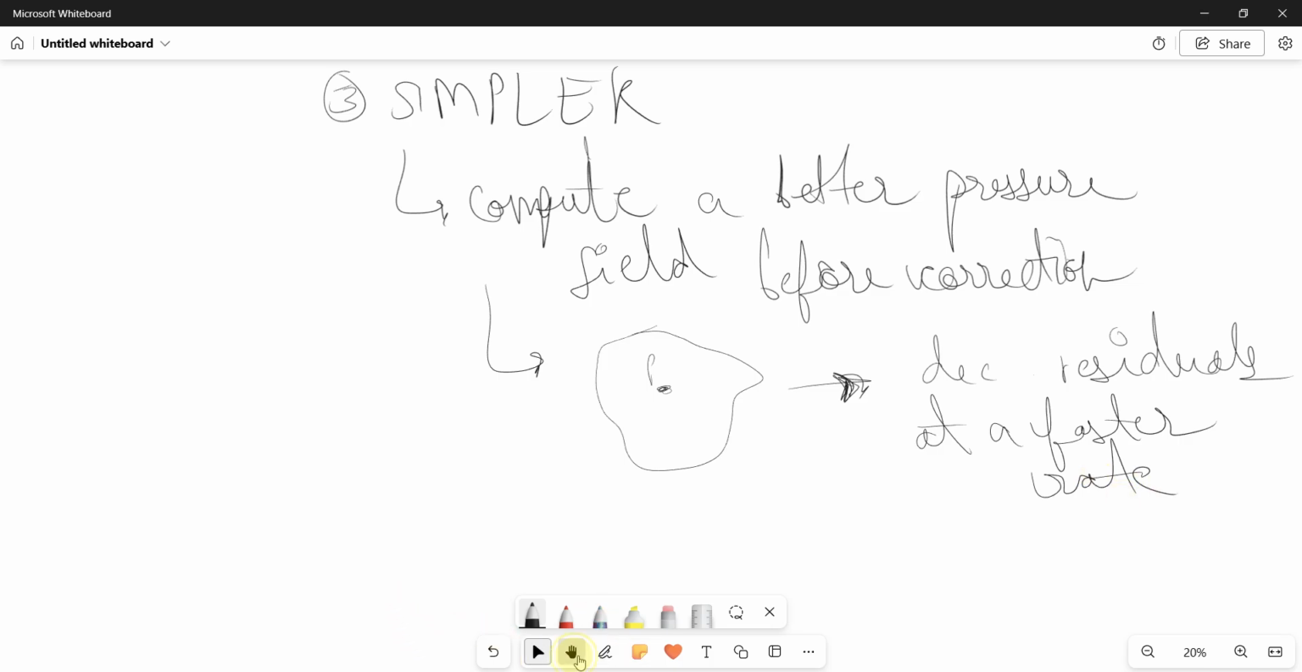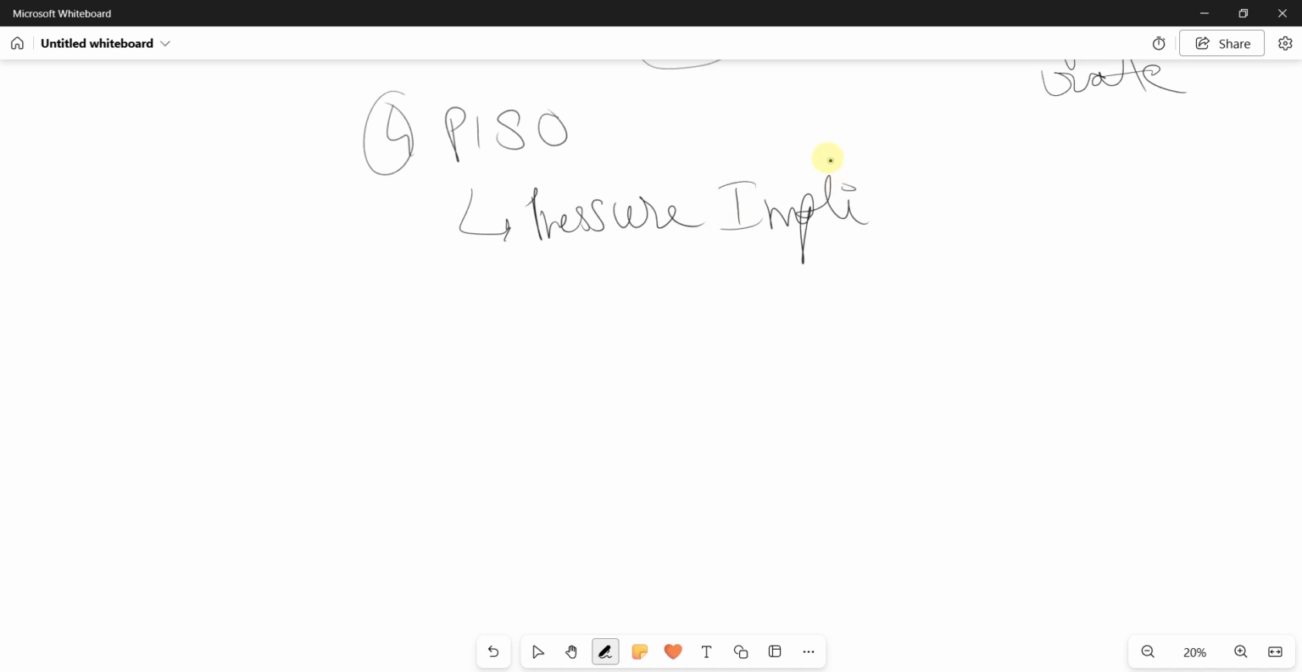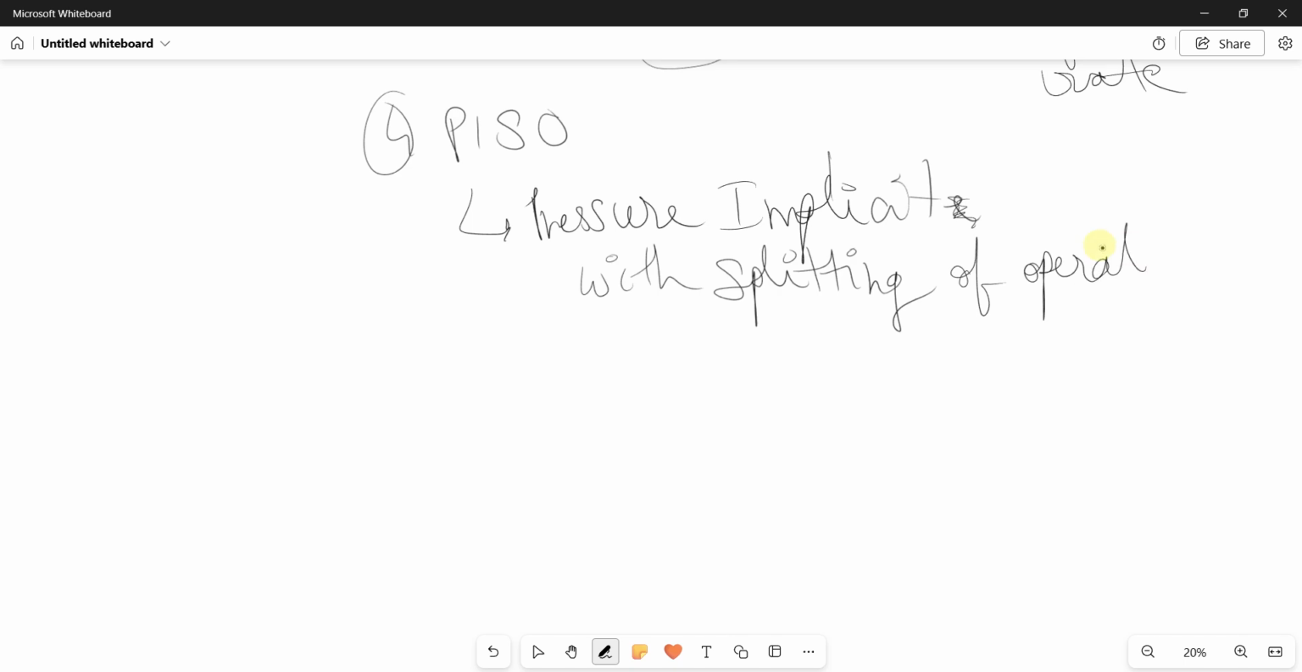Now there's one more which works a bit different. That is your PISO method. So the fourth one is your PISO method. Again, this is highly used now. This is pressure implicit with splitting of operators. So what does this mean?